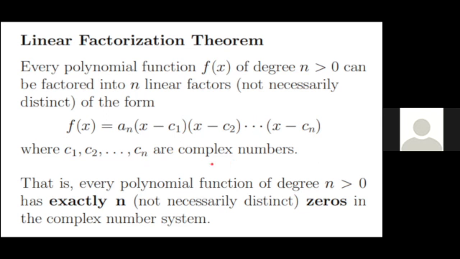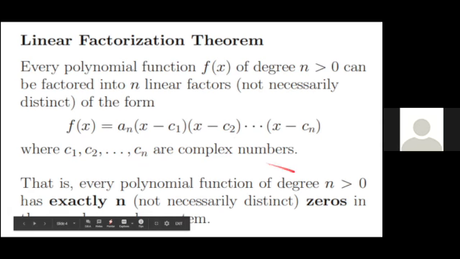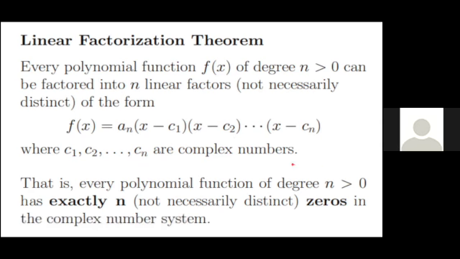Remember that complex numbers are made of a real part and an imaginary part. So if the imaginary part is 0, then the complex number is actually a real number. So a polynomial function of degree n greater than 0 has exactly n zeros in the complex number system. So it can have n factors.